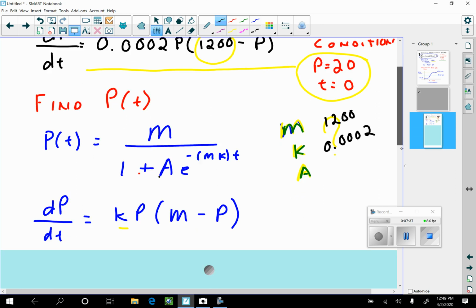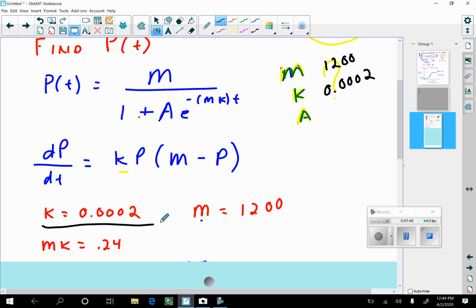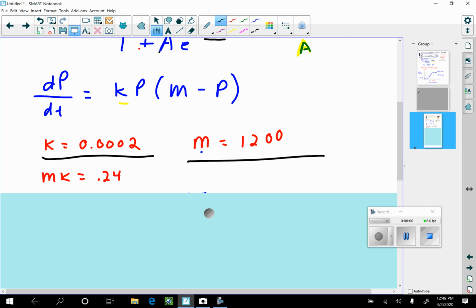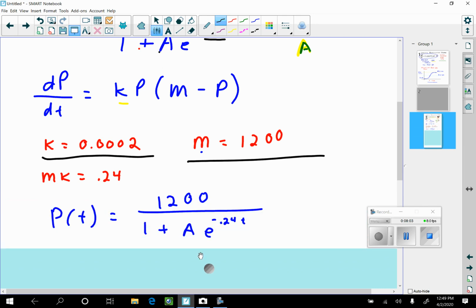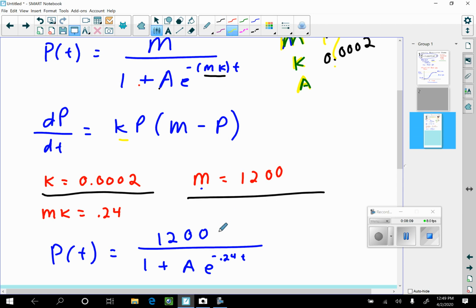Then really all I need to do is find A, because I know what M times K is. So let's go down here a little bit. I know that K is this, already stated. I have 1200. Hey, what is MK? MK is 0.24, so now I have MK there. Okay, no pun intended. So I'm going to put in what I know in my model. I know M is 1200, bam. I know MK is 0.24, so I'm almost done.